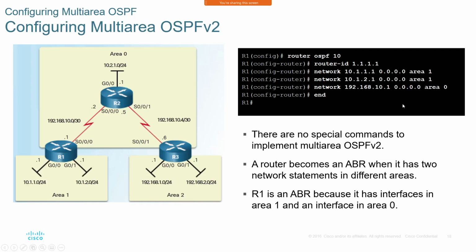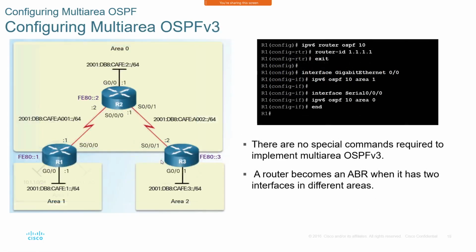It has a few networks in one area and a few other networks in area 0. That's how we determine what is an area border router. Router 3 is pretty much the same. It's also an area border router.